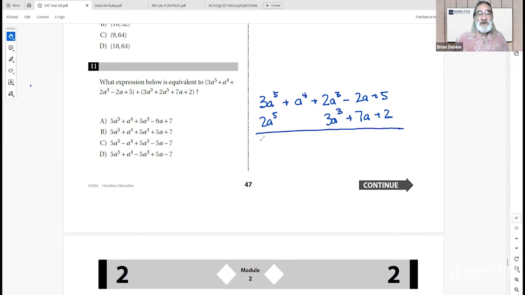And then add them up. So I'm going to have 5a to the 5th plus a to the 4th plus 3 plus 2 is 5a cubed, 7 minus 2 plus 5a, 5 plus 2 plus 7. So it's got to be a plus 7, and I can see that, well, B matches up with it beautifully. So B is the correct answer.